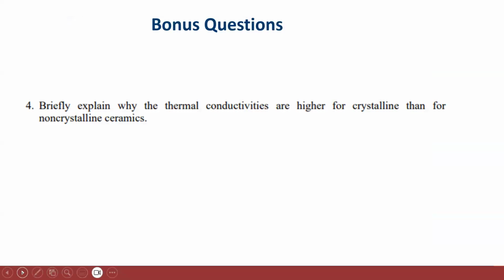Okay, so this is the bonus question. Briefly explain why the thermal conductivity is higher for crystalline than for non-crystalline. Crystalline means you have the repeating unit arranged in an ordered way. Non-crystalline means they are randomly arranged. So you have to read a few slides in your lecture notes to understand this, and I want you to write a small paragraph. Are we good? Any question? So next week is your quiz.